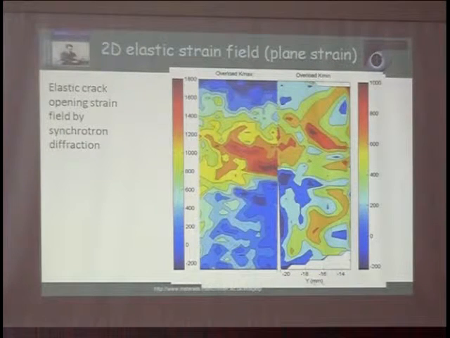You can see here we've got considerable point-to-point scatter, and that is a bit frustrating, but that was an experimental effect due to the grain size. This is the overload event, and this is on unloading, and so you can see the crack tip stress field here. It's not very well defined, and one of our problems was that the grain size was really a little bit on the large side.